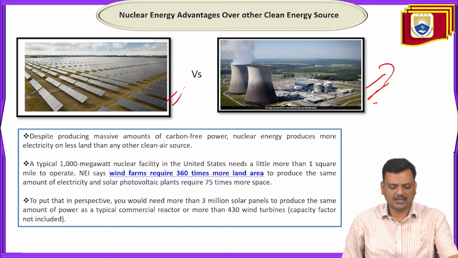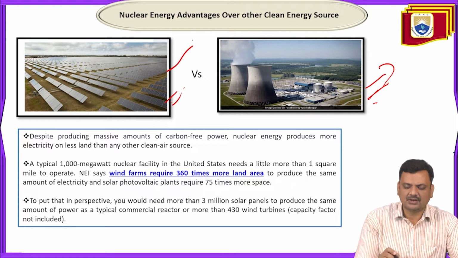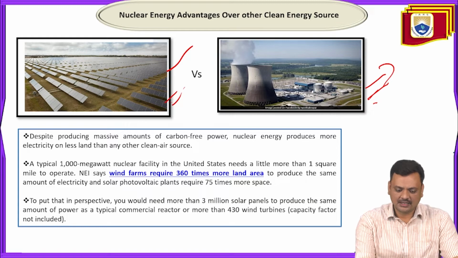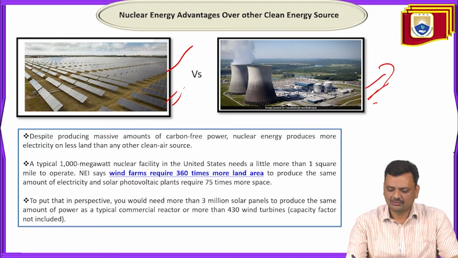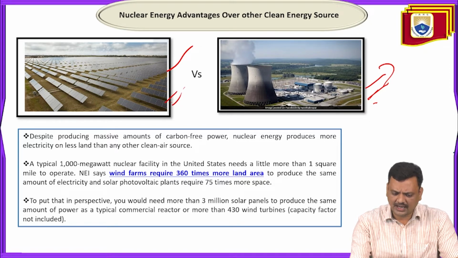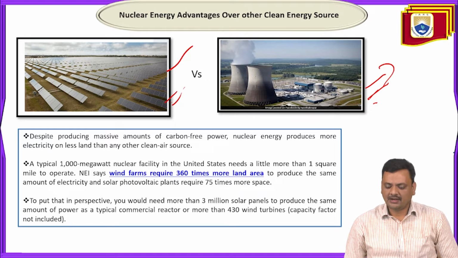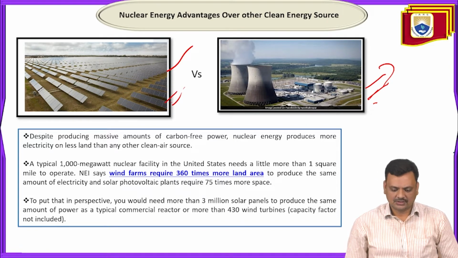Means I want to say this much land is required for solar power generation, but in comparison to this land, for nuclear power generation we require only very little land, and we can produce more power than solar power generation. Okay, so this is the one advantage.